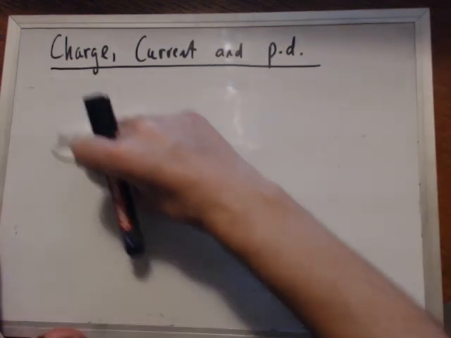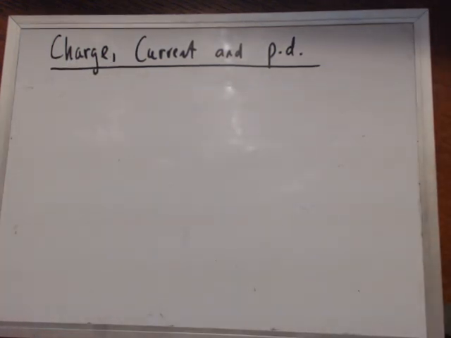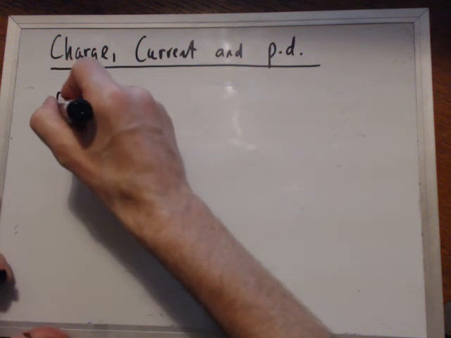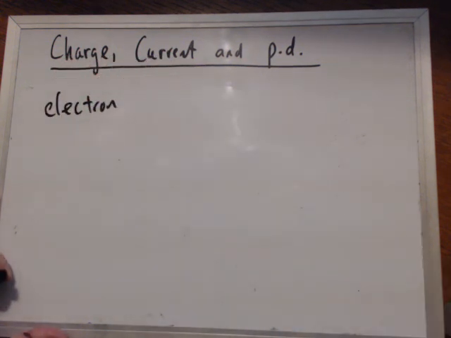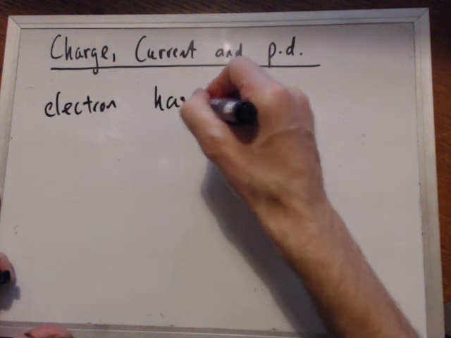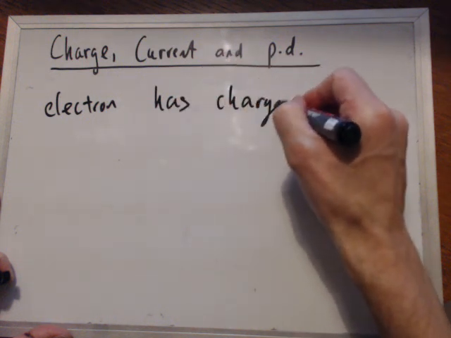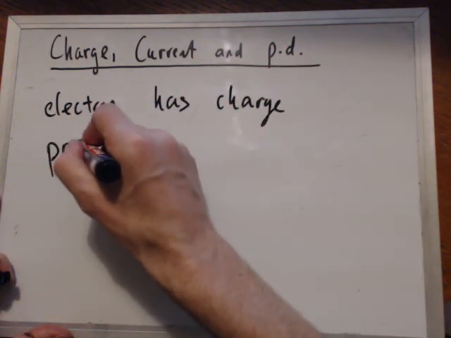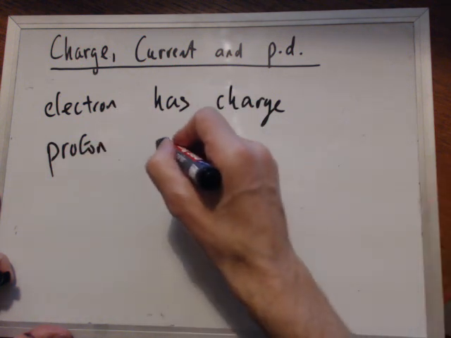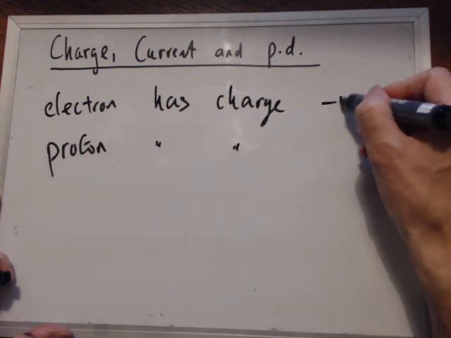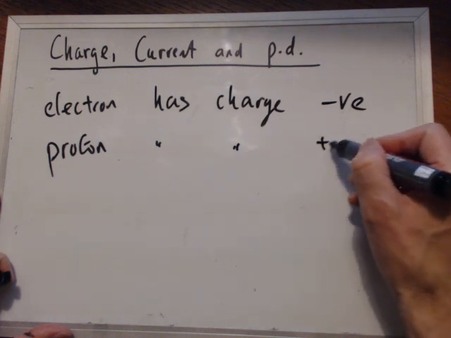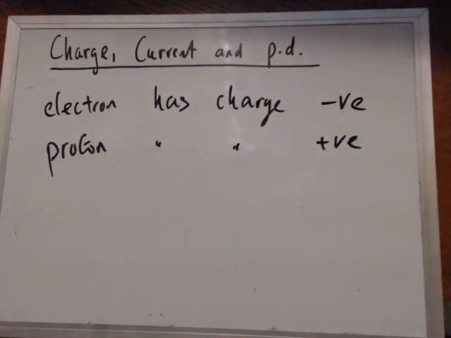Now, what I can say is an electron has charge, and so does a proton. The electron charge is negative, and the proton charge is positive. Negative charge is attracted to positive charge. They will attract each other. So there's a bit more information.